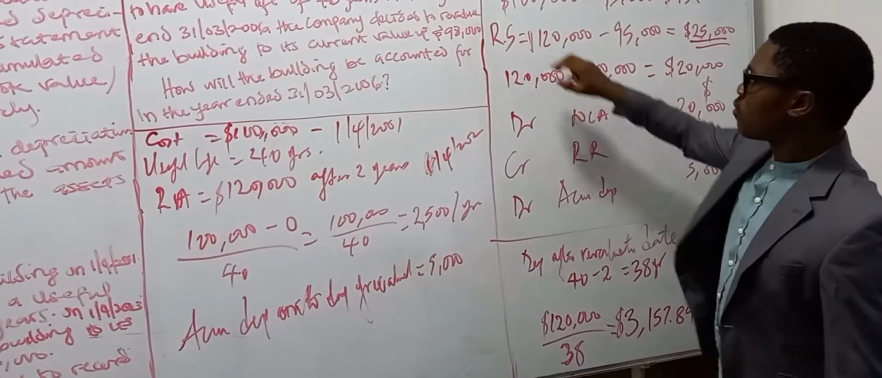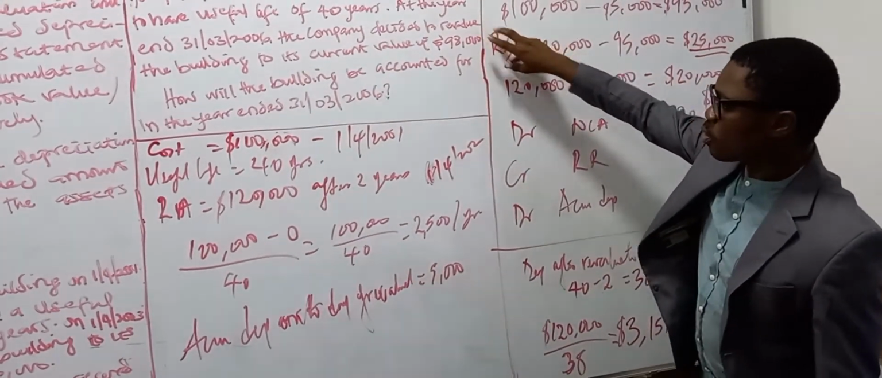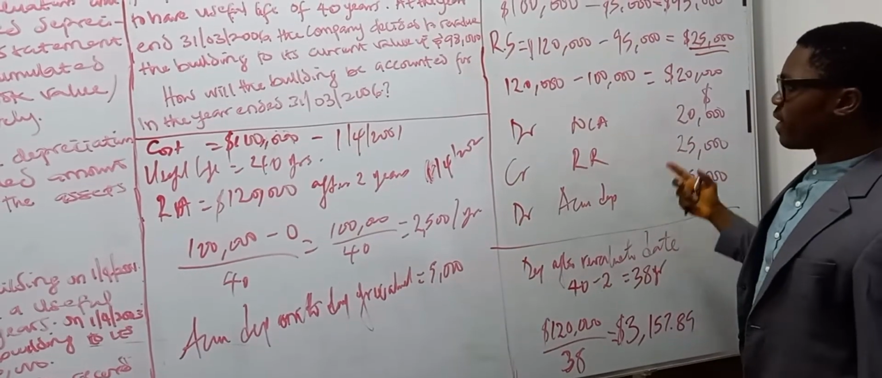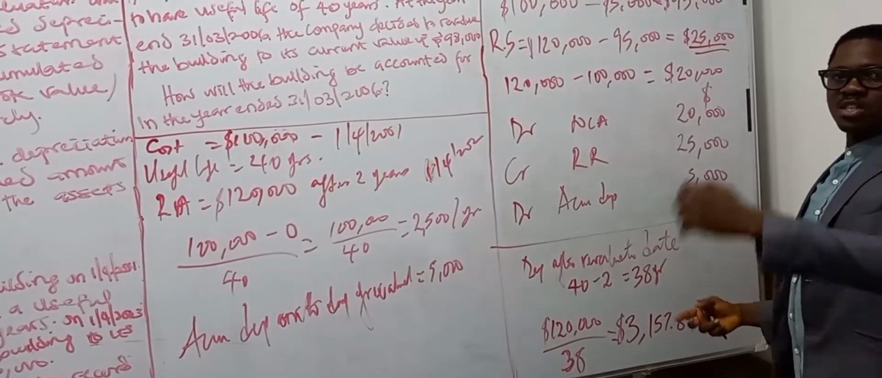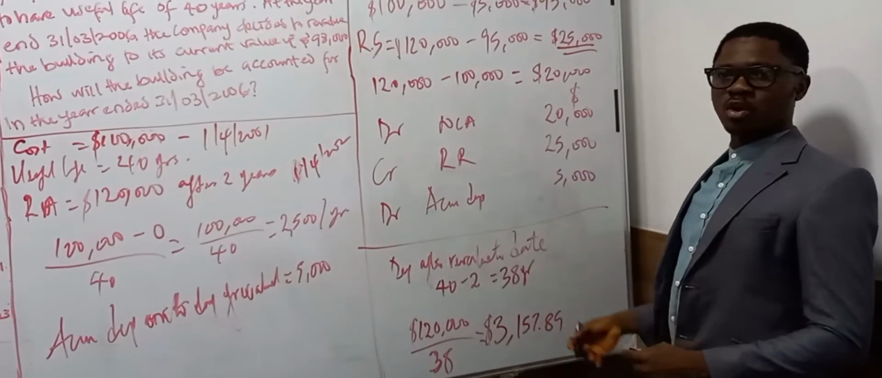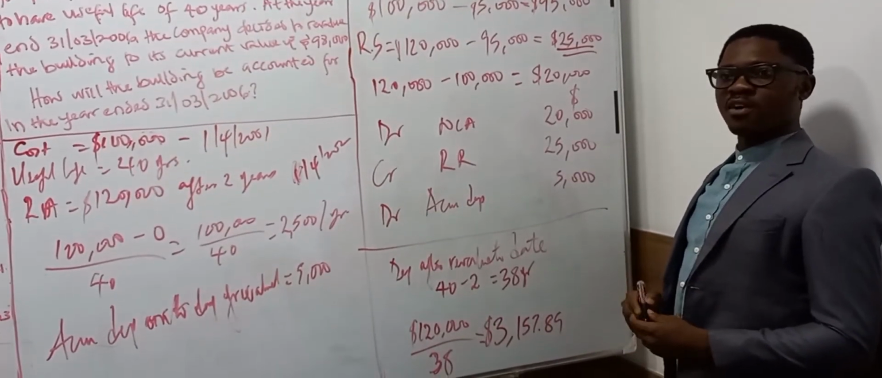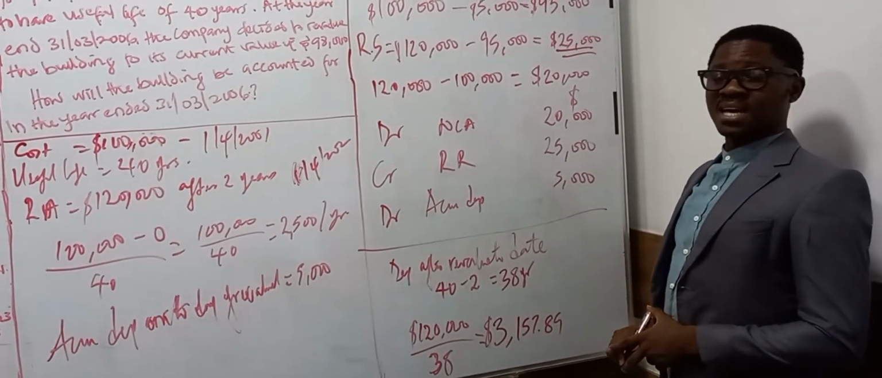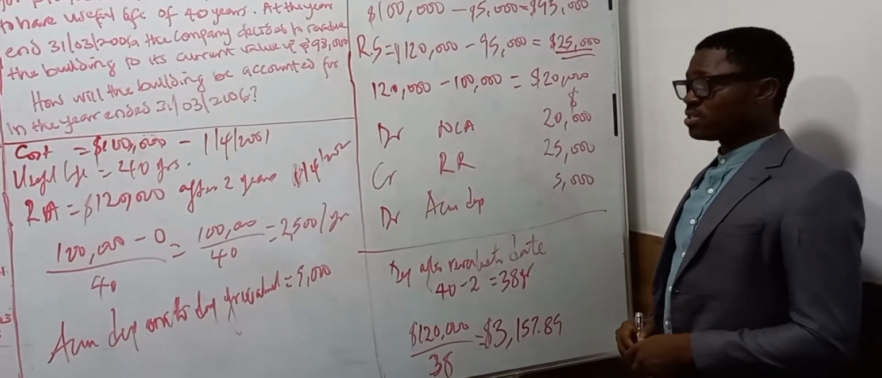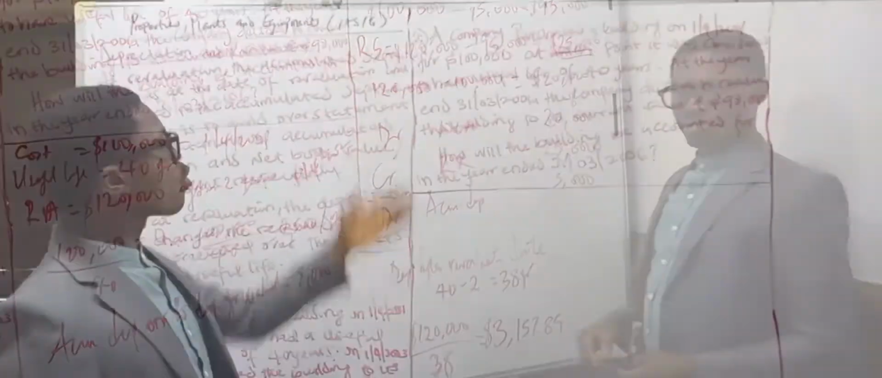And this is the case of what? Revaluation surplus. So this is the implication of revaluation surplus on both the accumulated depreciation and the future depreciation, based on the remaining useful life of the asset, and also based on the revaluation amount. Going to the second question.